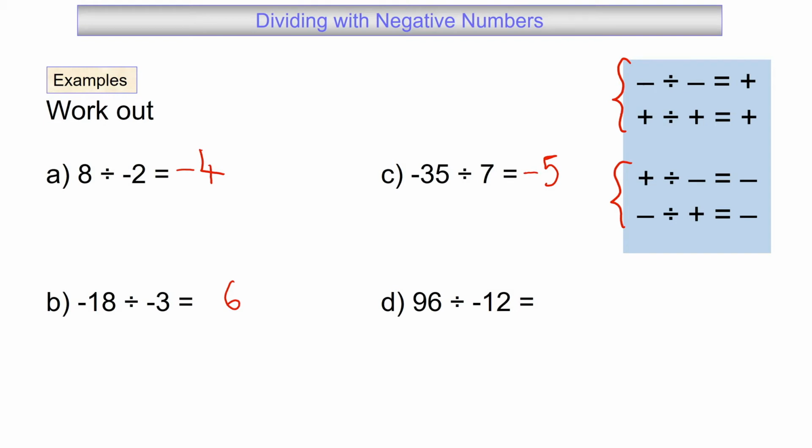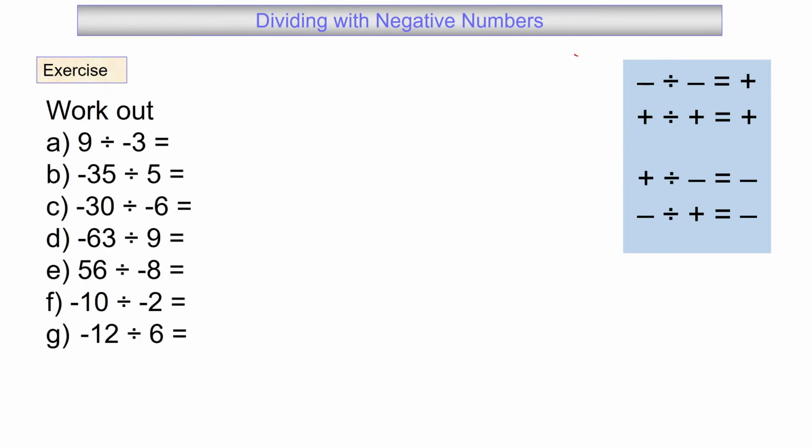And part D then, we have 96 divided by minus 12. Look at the numbers first. 96 divided by 12 is 8. Positive divided by a negative, those signs are different, so my answer then is going to be a negative. And that's dividing negative numbers.